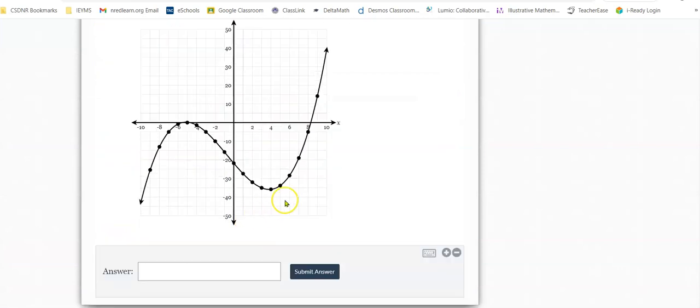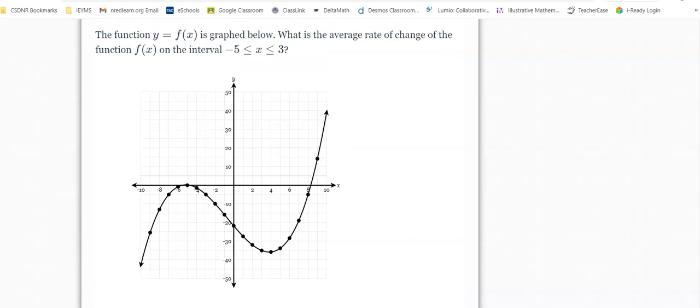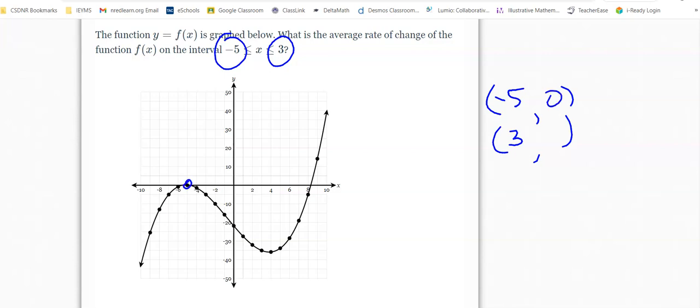Alright, average rate of change from a graph. To find the average rate of change, you need 2 points. And in order to have 2 points, you must be given the x values. You are given the x values here, -5 and 3. And what you need to do is find the y values. So here's -5, its y value is 0. Here's +3, its y value is -35.